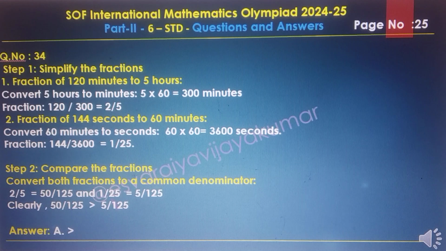Step 2. Compare the fractions. Convert both fractions to a common denominator. 2 upon 5 equals 50 upon 125 and 1 by 25 equals 5 upon 125. Clearly we are getting 50 upon 125 greater than 5 upon 125. So the answer is A, greater. That is the final answer.